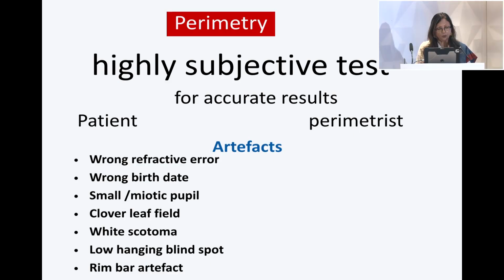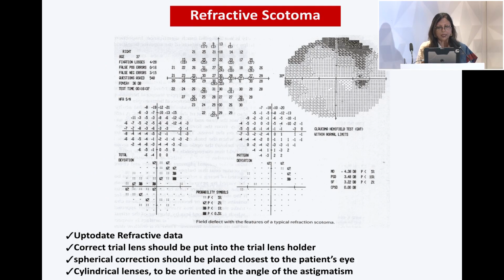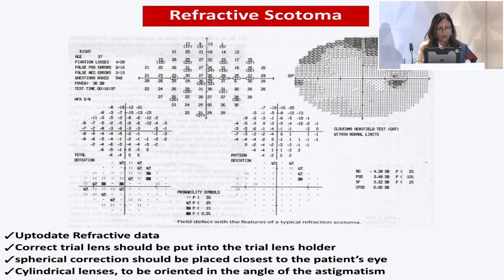So artifacts include wrong refractive error, wrong birth date, small myotic pupil, cloverleaf field, white scotoma, low-hanging blind spot, and rim bar artifacts. So if you look at that, that's a refractive scotoma. Up-to-date refractive data needs to be put in. Correct trial lenses should be put in. Spherical correction should be placed closest to the patient's eye.